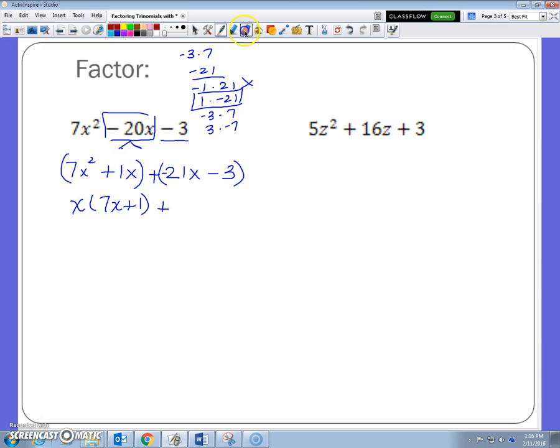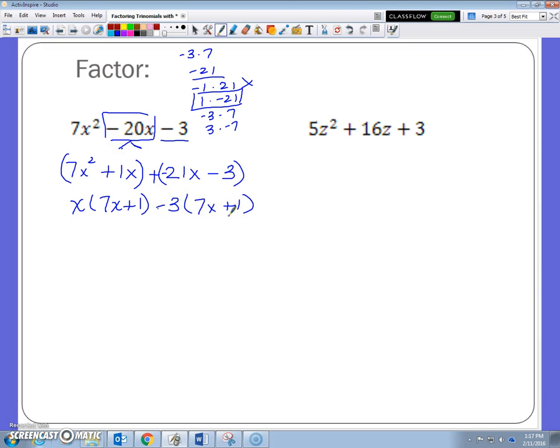Now I put a plus sign, but really what it's going to be is a minus. We're going to change that. I see -21x and -3 both share -3 in common, so that's what I'm going to pull out. I always want my first term in the parentheses to be a positive. So that leaves me with 7x plus 1.